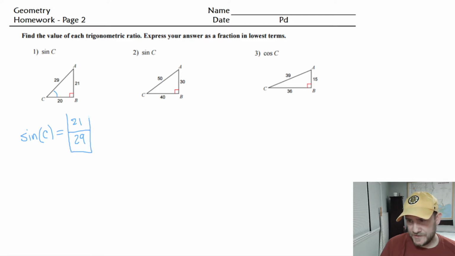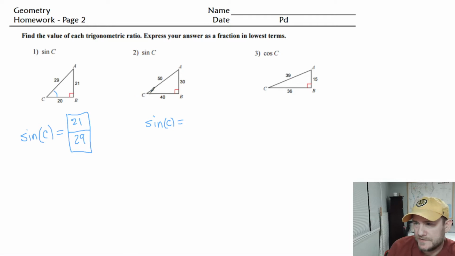So this fraction is your answer. Normally we would reduce, but 29 isn't divisible by anything. It's only divisible by 29 and 1. And you can't divide 21 by 29. So leave that alone. Now over here, they're asking for the sine, again, of C.